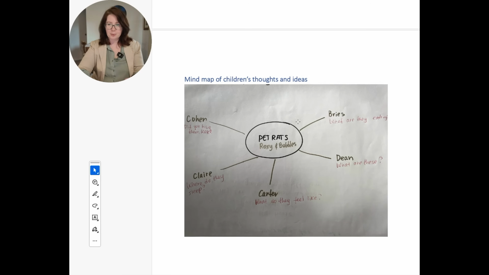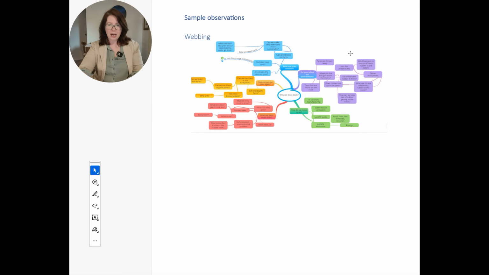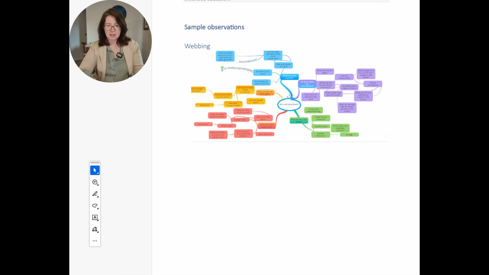Here is a mind map that I created with children on how to name our pet rats. And you can see the children's ideas: where do they like to sleep? Did you bring them, Kate? What are they eating? And then we named them Roxy and Bubbles. This is an example of webbing. Webbing is what you do when you are considering concepts. And as you can see here, there are lots of colorful ideas about tires, and they're learning about tires.